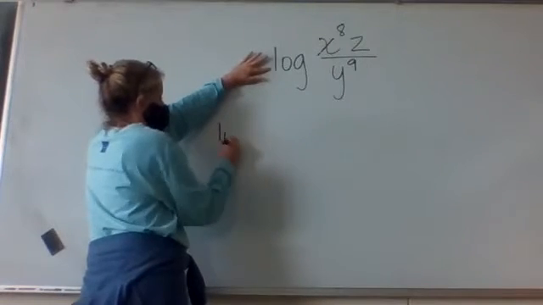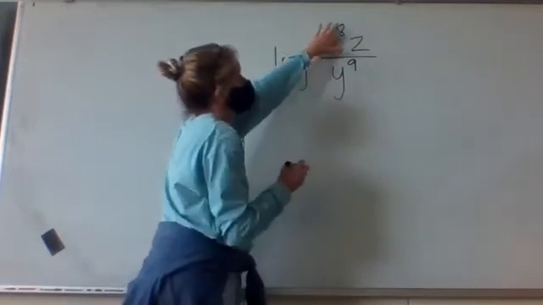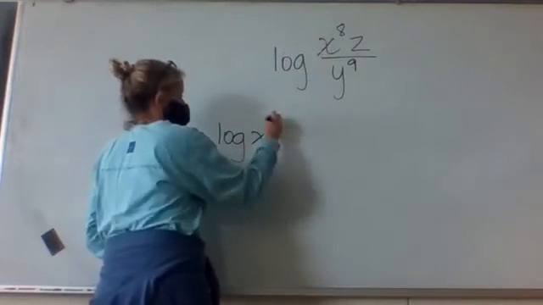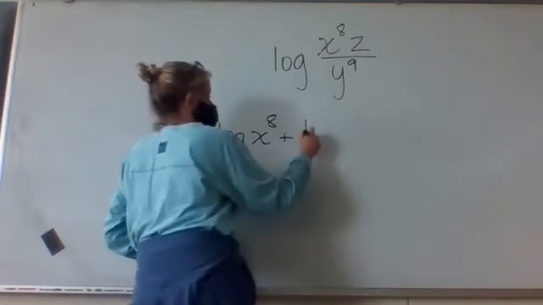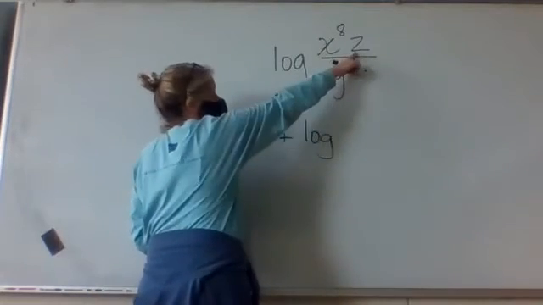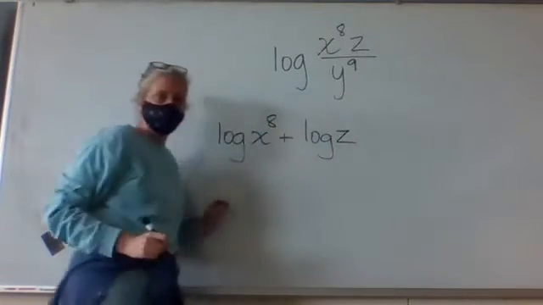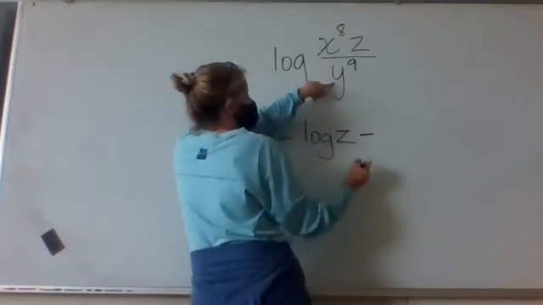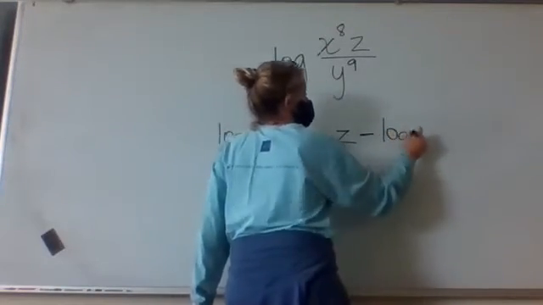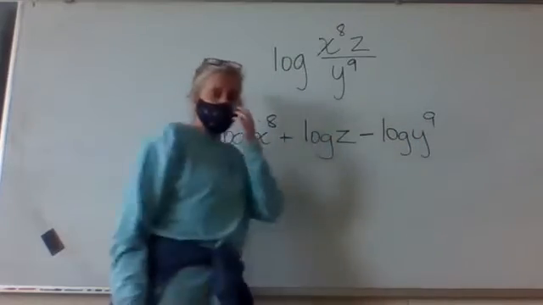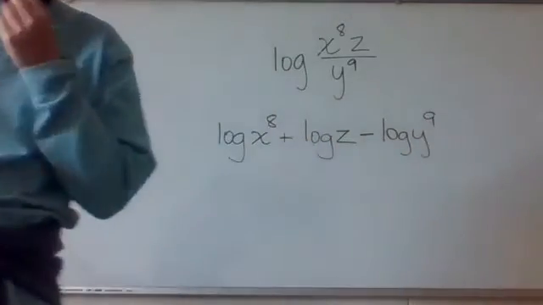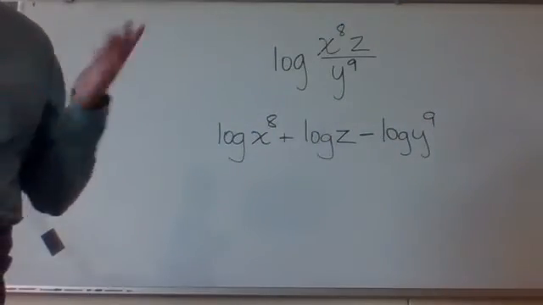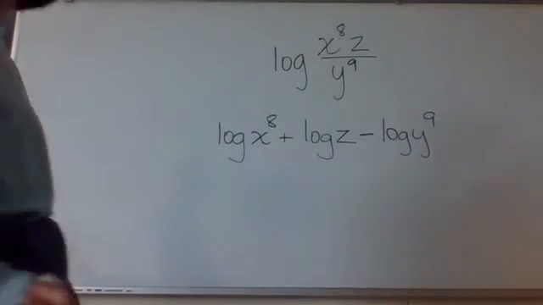My first one will be log of x to the 8th plus another log. The second one up top is the z. And then remember, if it's in the denominator, it's going to be a minus log y to the 9th. But remember, you don't want to leave exponents in your logs, and you'll be able to tell because that won't be any of your answers.